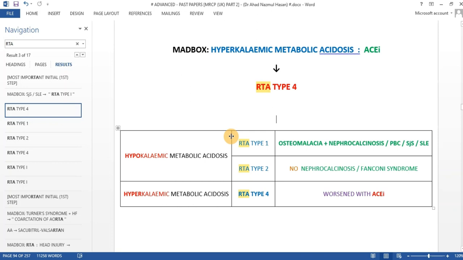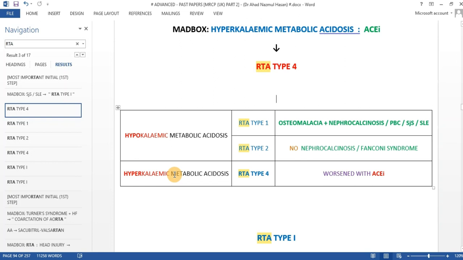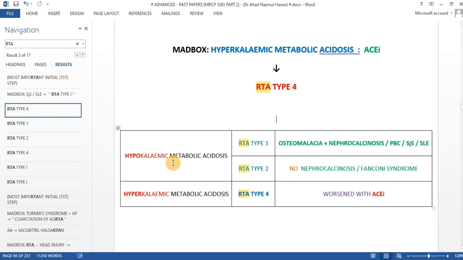So in case of RTA type 4, the patient will have hyperkalemic metabolic acidosis, and this is usually seen worsening after introduction of an ACE inhibitor. And in case of RTA type 1 and RTA type 2, the patient will have hypokalemic metabolic acidosis. So low potassium in case of type 1 and type 2, and elevated potassium in case of type 4.